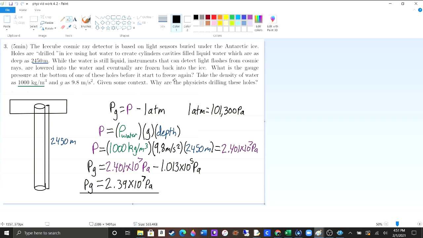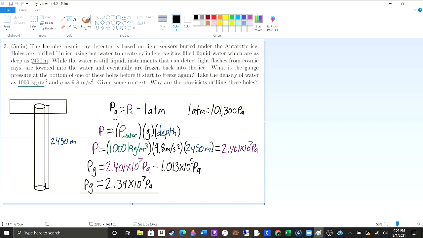So we're using the density of water to get this. We take the density of water, 1,000 kilograms per meters cubed, and our gravitational constant, 9.8 meters per second squared. And then we'll talk about this at the end. Our gauge pressure we know is equal to our pressure minus the pressure of the atmosphere. So 1 atmosphere in pascals is equivalent to 101,300 pascals. So that's what we'll be plugging in here.